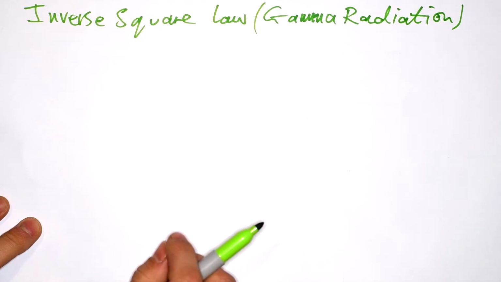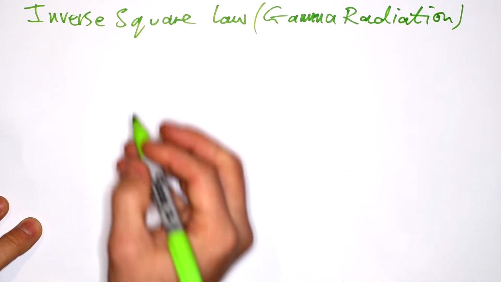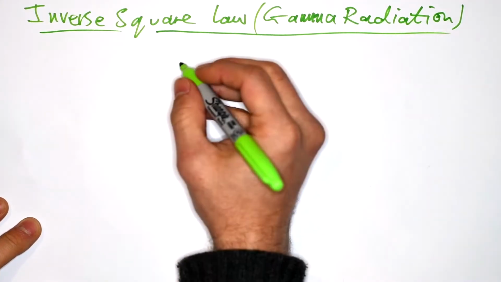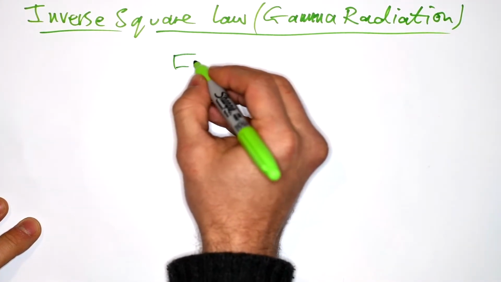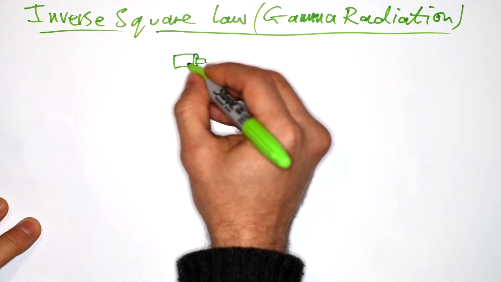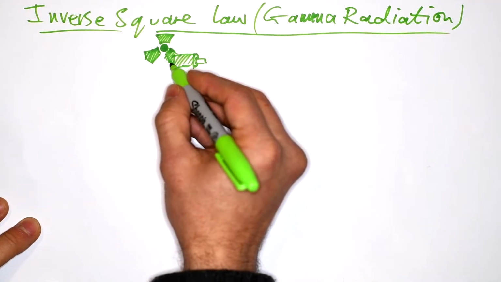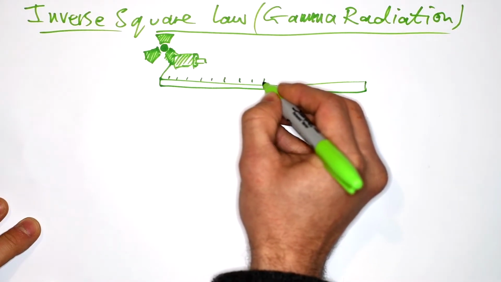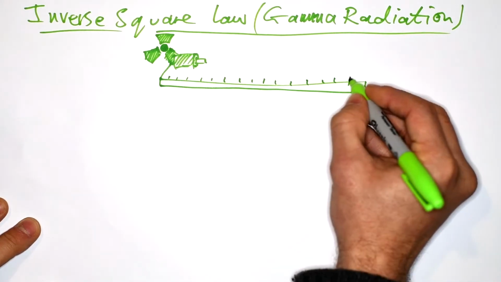Okay, this is probably going to be the last required practical that you do for A-level physics. It's the inverse square law for gamma radiation. So what do we do? We have a source that emits our gamma radiation, and you could have that on one of these specially made benches that has a scale on it, or you could just use a meter rule.